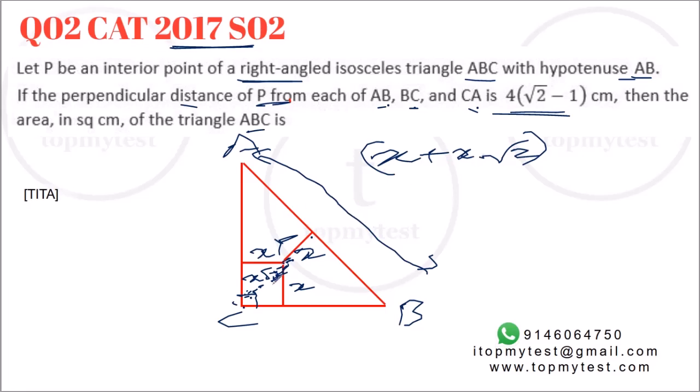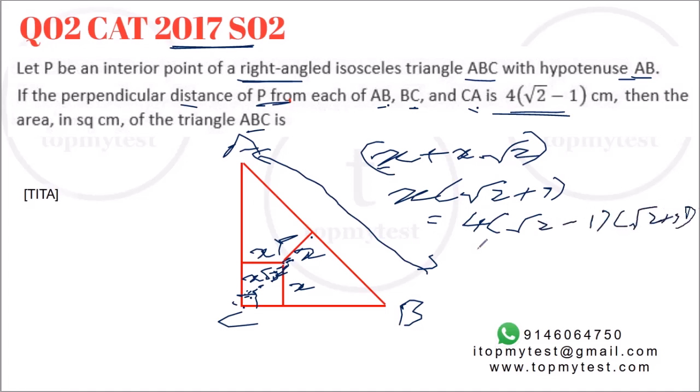So base into height will be the area. So let's resolve this. x plus x root 2. What is x? x is 4 into (root 2 minus 1). So I can write it as x into (root 2 plus 1). So that will be 4 into (root 2 minus 1) into (root 2 plus 1). That will be 4 into (root 2 square minus 1 square). That will be 1. Rationalizing this.